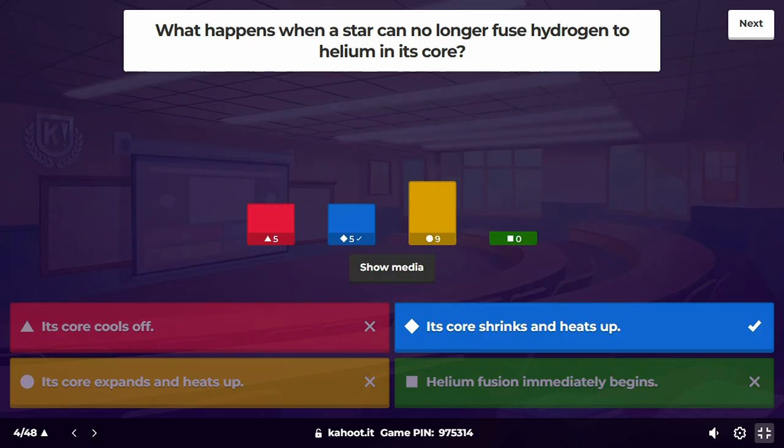So the fusion reactions in the core are what provide the outward pressure that's fighting against the inward collapse of gravity. If there's no fusion of hydrogen into helium in the core, then there's no outward pressure anymore. So gravity is going to start to win, and your core is going to start to shrink, and as something shrinks into a smaller volume, it's going to heat up. So the core is going to shrink and heat up once there's no hydrogen to fuse into helium in the core.